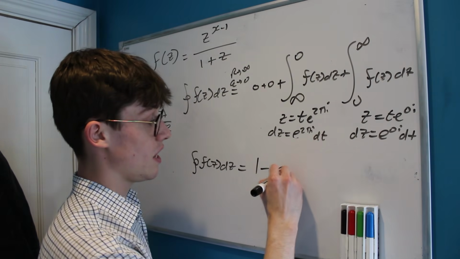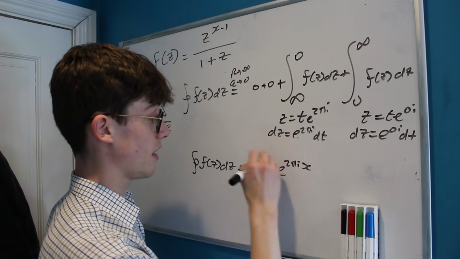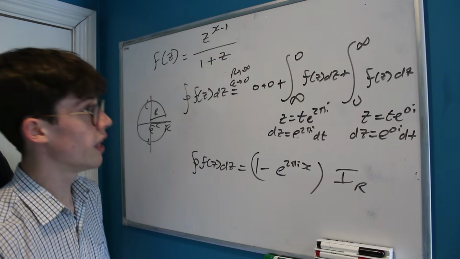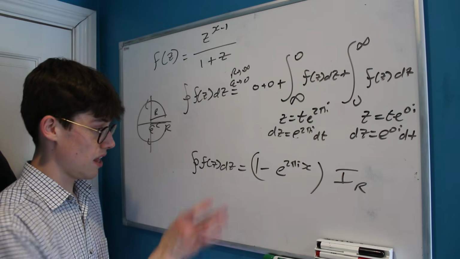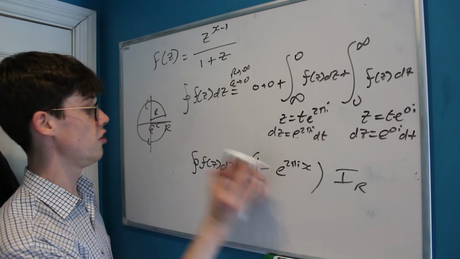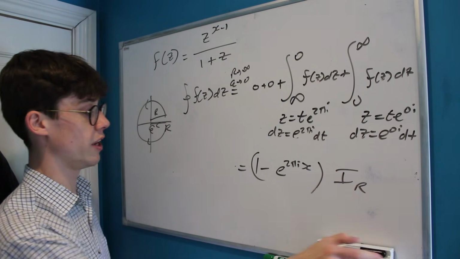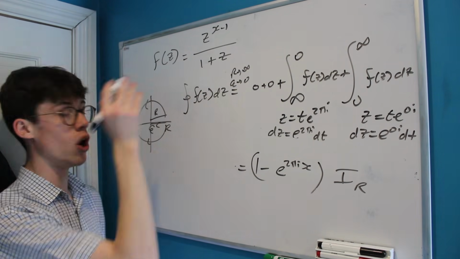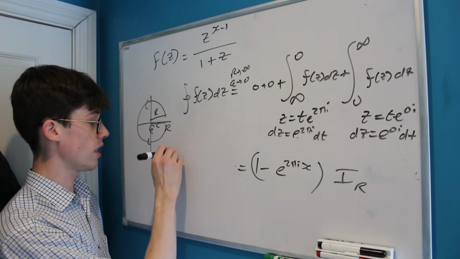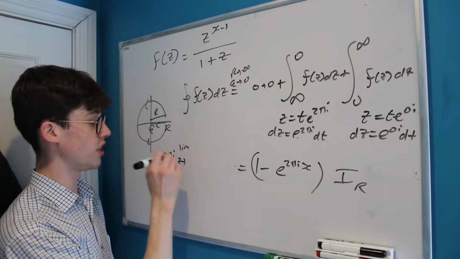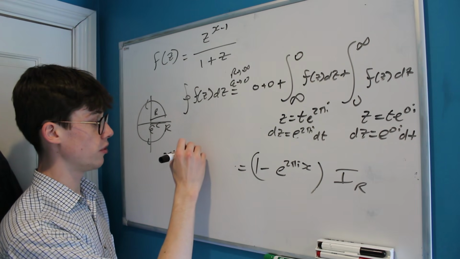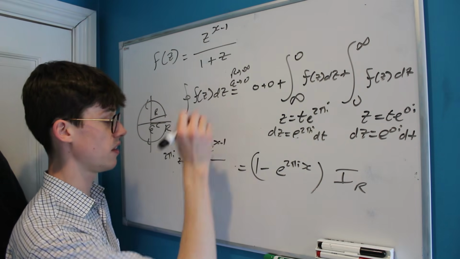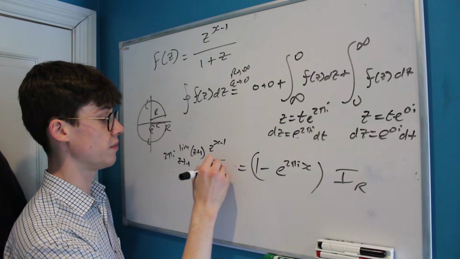Now, after all our hard work, we know that the integral along the entire contour is equal to 1 minus e to the 2 pi i x times the integral that we're looking to evaluate. And as we said at the start, this is also equal to 2 pi i multiplied by the sum of the residues. So, what are the residues? Well, it's the limit as z approaches our pole multiplied by the factor that is causing our pole to blow up in the first place times the function.